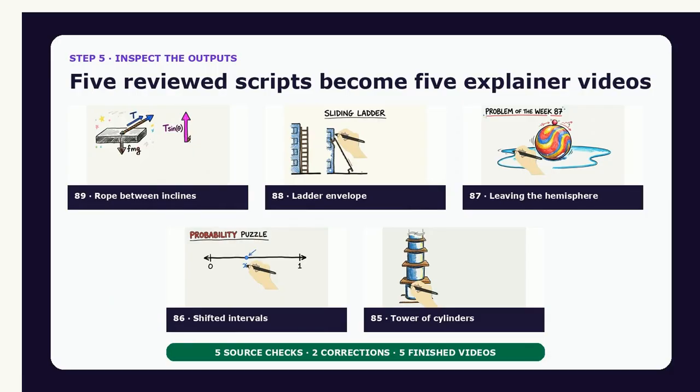5 source problems, 5 Golpo scripts, 5 source checks, 2 corrected derivations, and 5 finished explainer videos. The API provides the scale. The script first review makes the scale responsible.